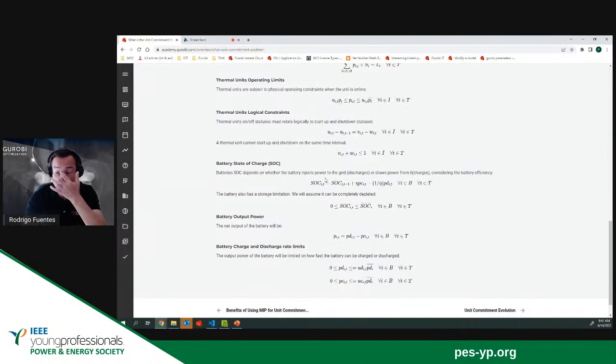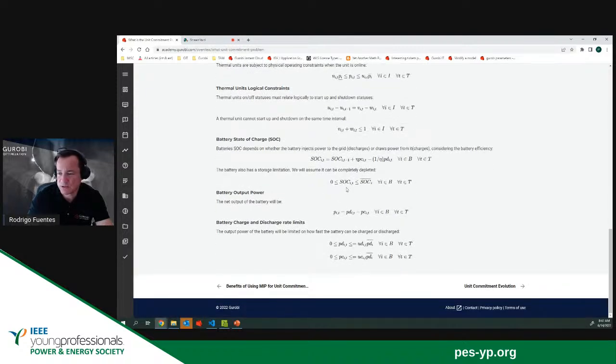State of charge for the battery. This is a very simple battery model where the state of charge that we have now is the state of charge we had before, plus the power we used to charge the battery, minus the power we used to discharge the battery. And we include a simple form of the battery efficiency if needed. We're assuming that the battery can be completely depleted, which means it can go all the way down to 0, and the battery has an upper limit of how many megawatt hours it can hold.